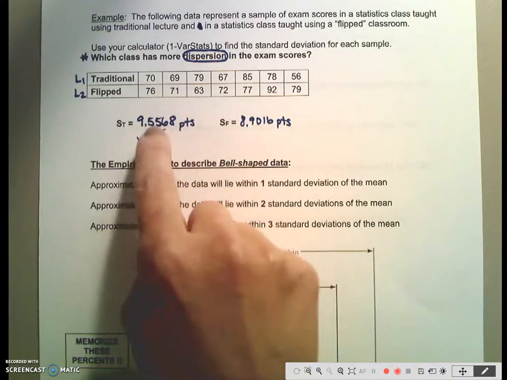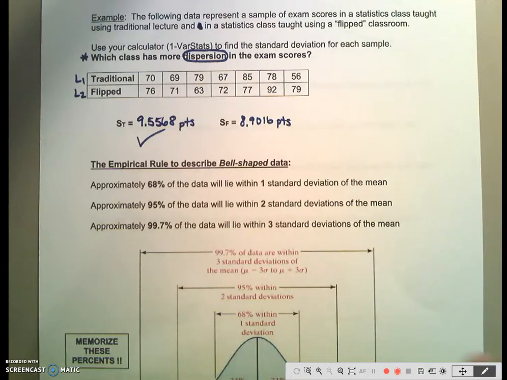We found out that the traditional class had more variation in the scores. We didn't even look at their averages. We just wanted to know who had a larger spread. And it turns out it was the grades in the traditional class.